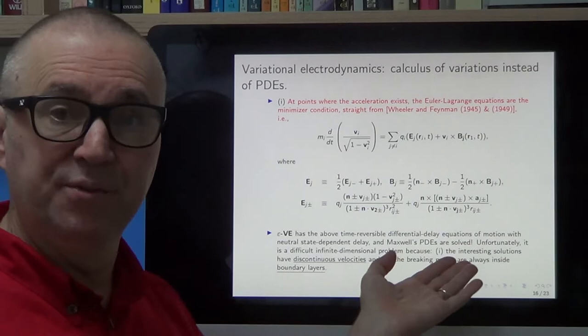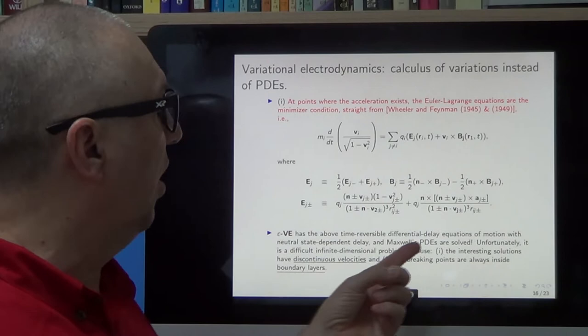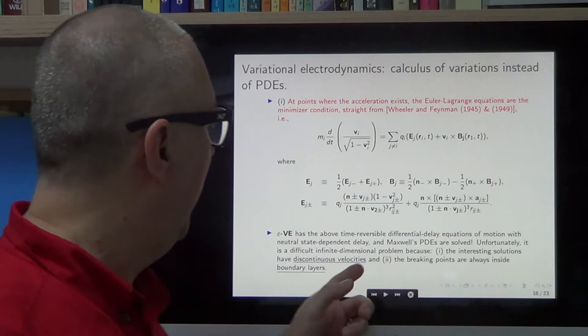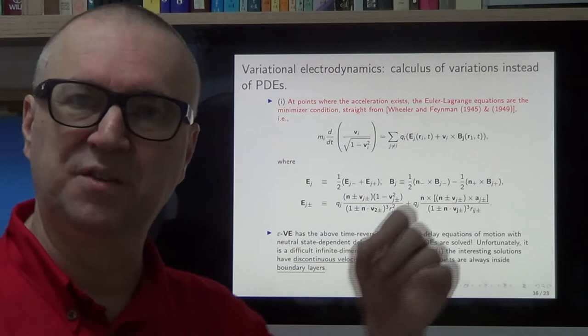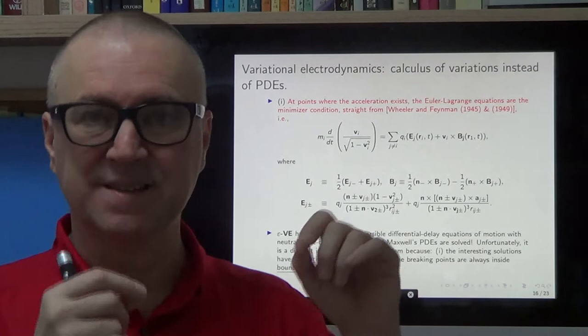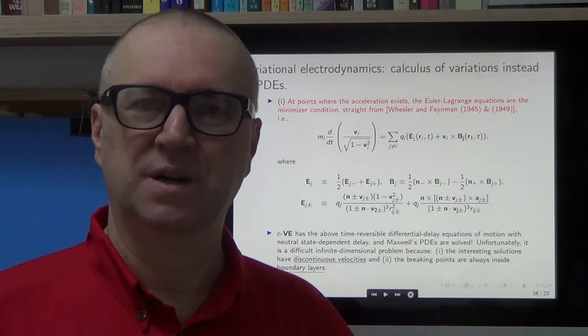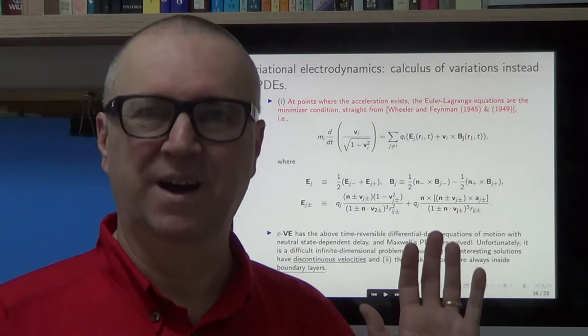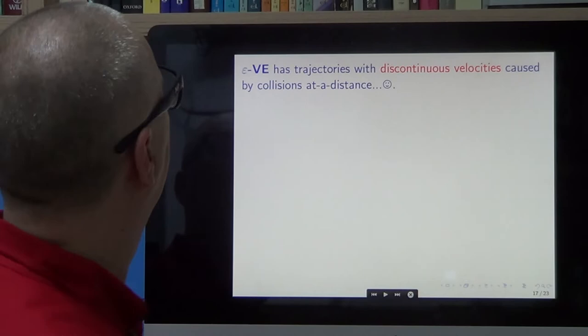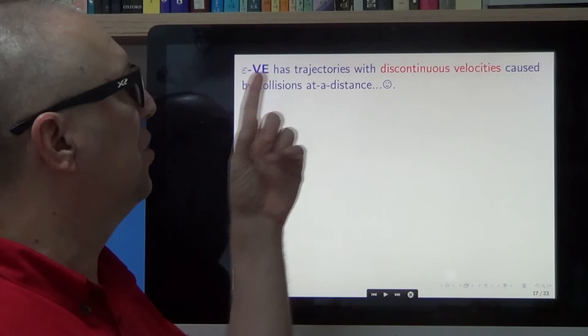Unfortunately, it is a difficult infinite dimensional problem because, first of all, the interesting solutions have discontinuous velocities. And two, the breaking points are always inside boundary layers. The velocity discontinuities, which are the collisions at a distance, come inside the boundary layer where the velocity starts to be too large, near the speed of light. So you have to go until near the speed of light to see a breaking point. The epsilon VE has trajectories with discontinuous velocities caused by the collisions at a distance.